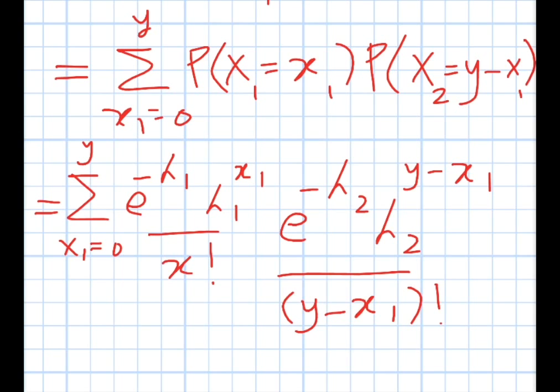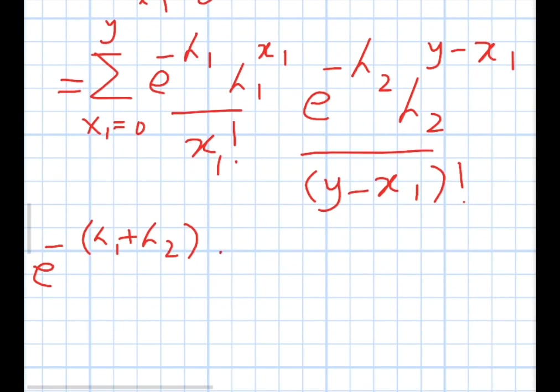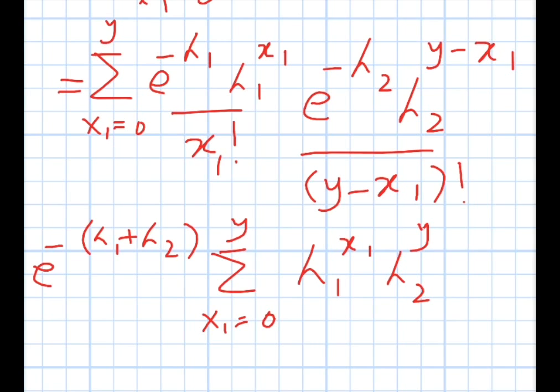Now let us isolate the terms which are independent of the summation. So we can take e to the minus lambda 1 and lambda 2 out, so that it becomes e to the minus (lambda 1 plus lambda 2), and then I don't think we can take anything else out. This is x1. So then this is the sum for x1 equal to 0 to y of lambda 1 to the x1 times lambda 2 to the y minus x1, divided by x1 factorial times (y minus x1) factorial.